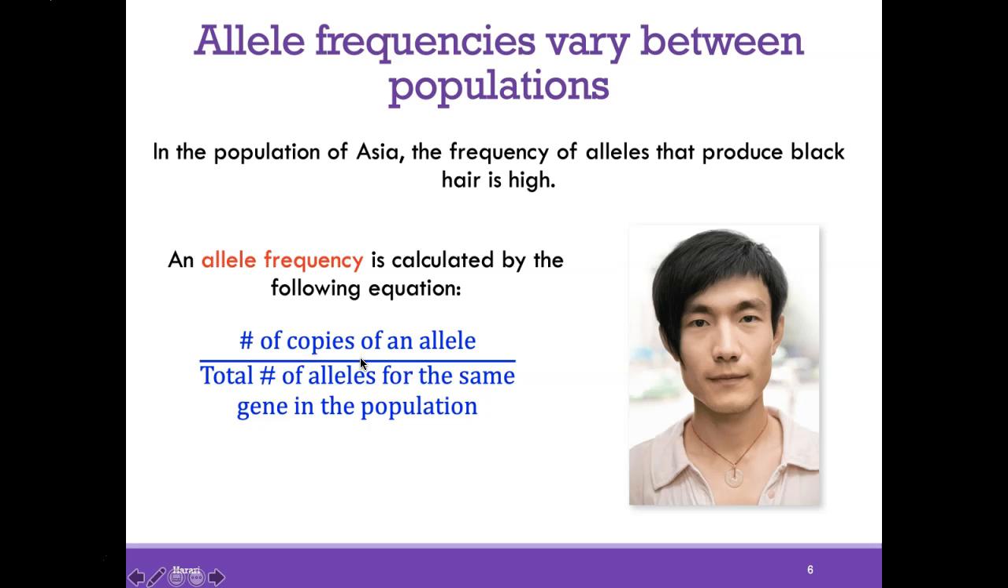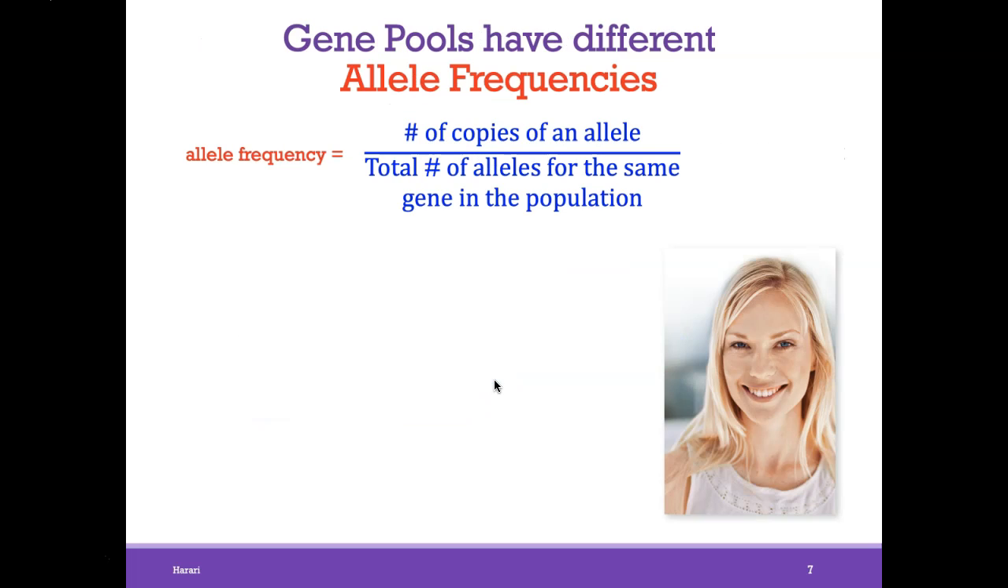So a simple calculation for that equals the number of copies of an allele divided by the total number of alleles for that same gene in the population. For every individual, there are 2 alleles for hair color, right? So you would have to take the number of copies of the black hair allele and divide it by the total number of alleles of hair color in all the population. And that will give you a percentage of how common that certain allele is in that population at that time.